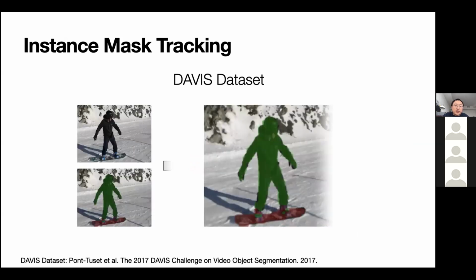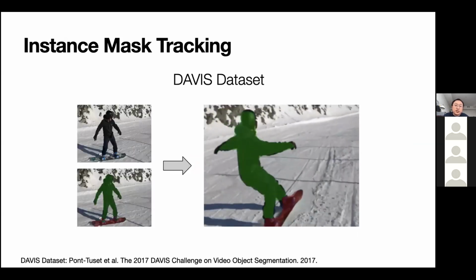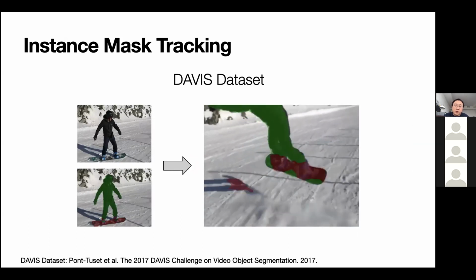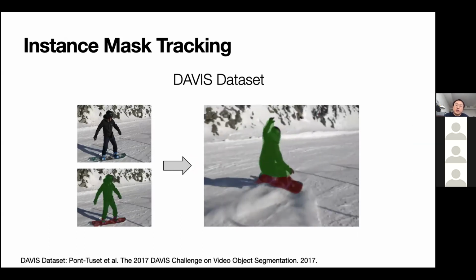So here is an example of tracking object masks, giving the labels in the first frame. We didn't do any fine-tuning using the labels in the DAVIS dataset. We just use our representation to perform nearest neighbors tracking.